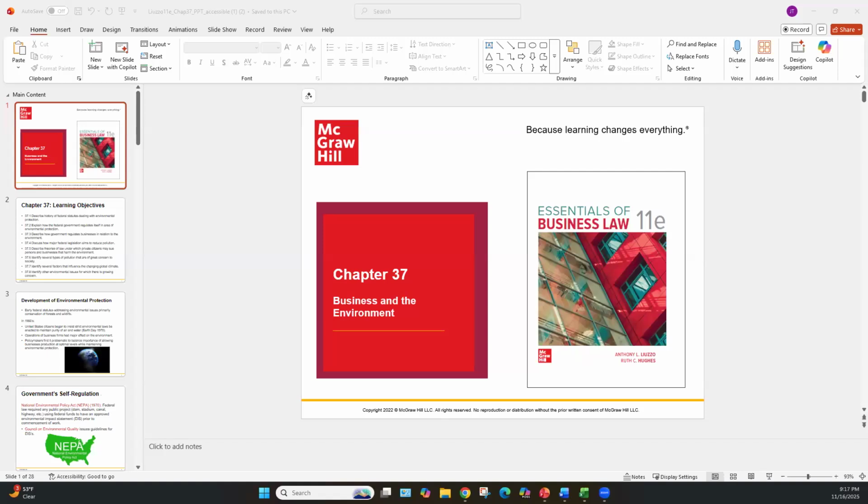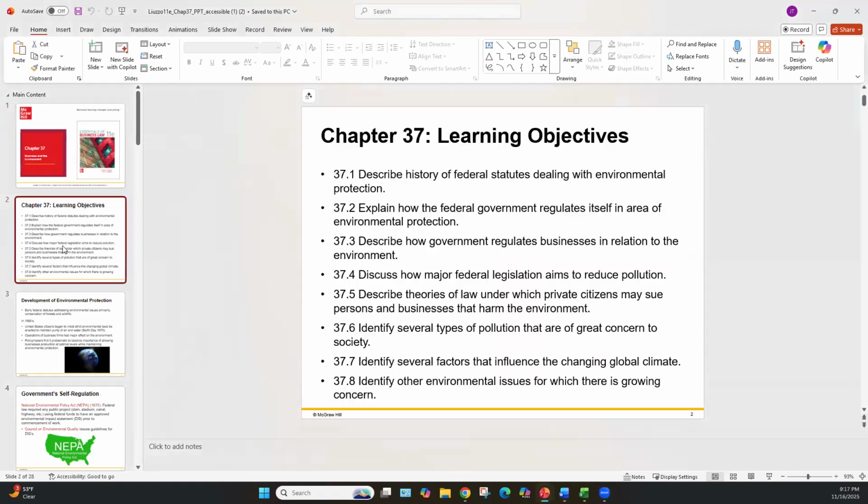This chapter is called Business and the Environment. Our learning objectives are to describe the history of federal statutes dealing with environmental protection, explain how the federal government regulates itself in the area of environmental protection, describe how government regulates businesses in relation to the environment, discuss how major federal legislation aims to reduce pollution, describe theories of law under which private citizens may sue persons and businesses that harm the environment, identify several types of pollution that are of great concern to society, identify several factors that influence the changing global climate, and finally identify other environmental issues for which there is a growing concern.